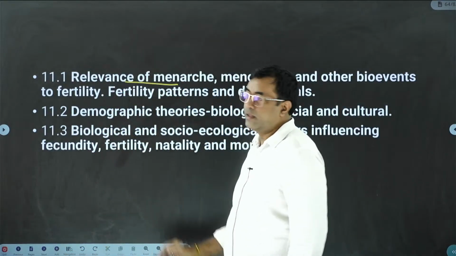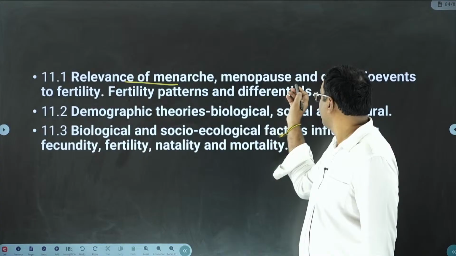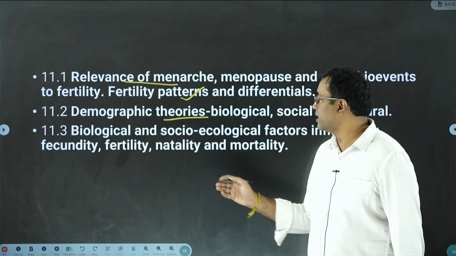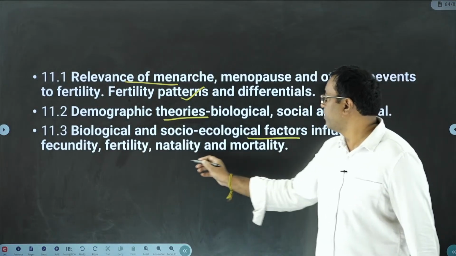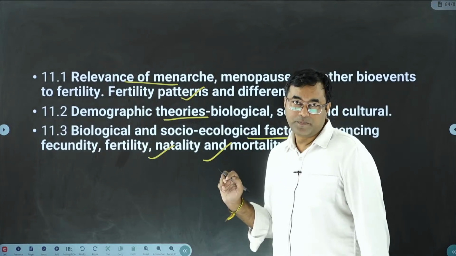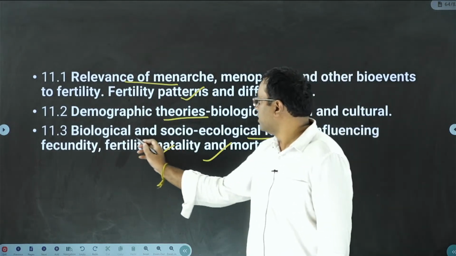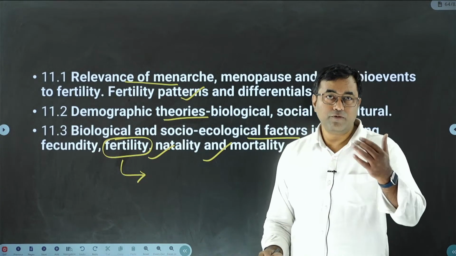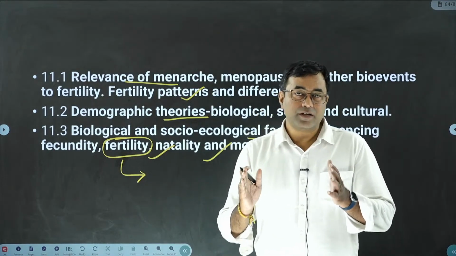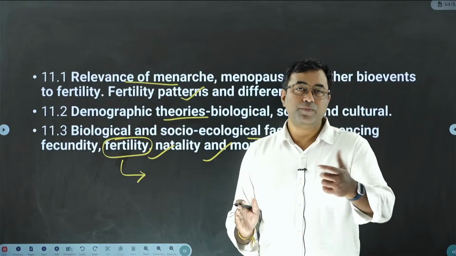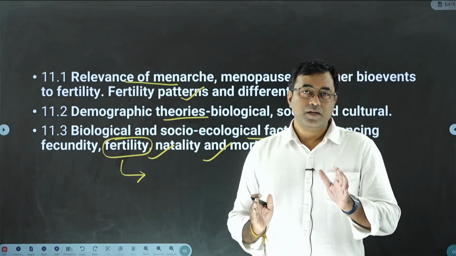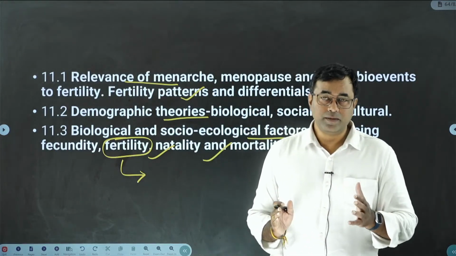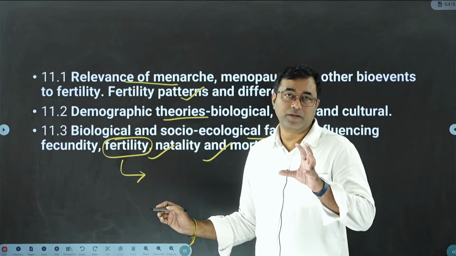Next one is population studies: the relevance of menarche, menopause, fertility patterns, and demographic theories, and the biological, sociological and ecological factors influencing fertility, natality and mortality. For example, fertility is a concept that gives you information about how many children a woman is able to give birth to in her reproductive age. The reproductive age can span 20 or 30 years of a woman's lifetime. How many children she is able to give birth to is called fertility.